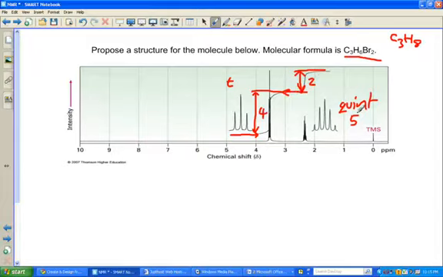But then how do we figure out what gives rise to a quintet? We've seen what gives rise to a triplet, so we know that these 4 hydrogens must be next to a CH2.